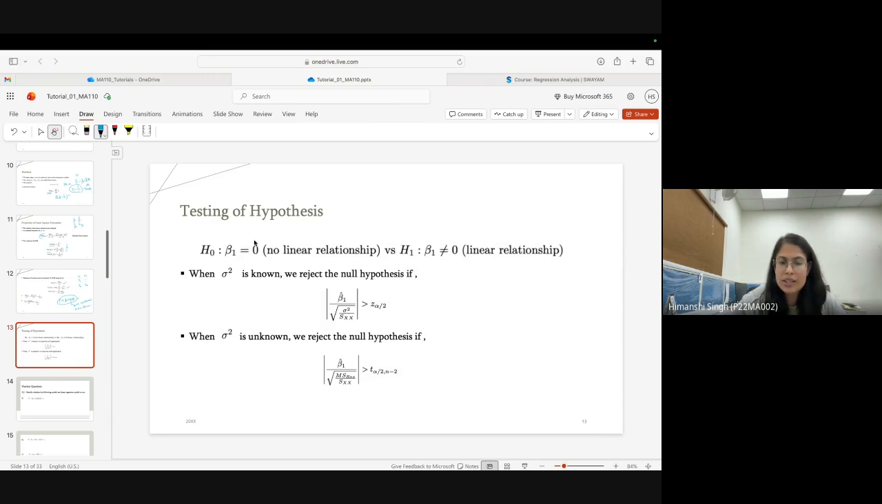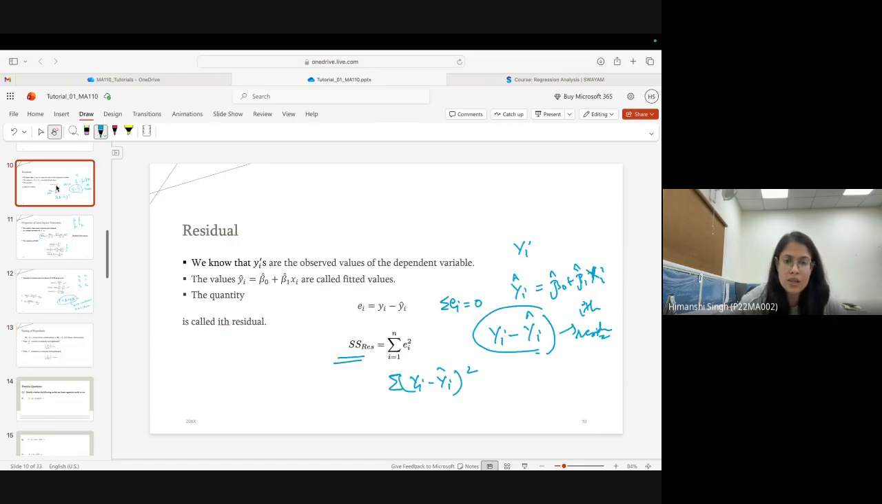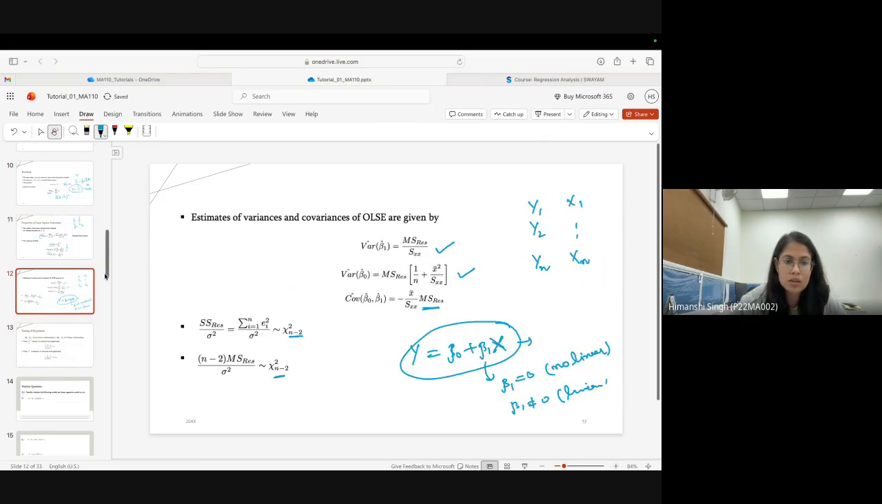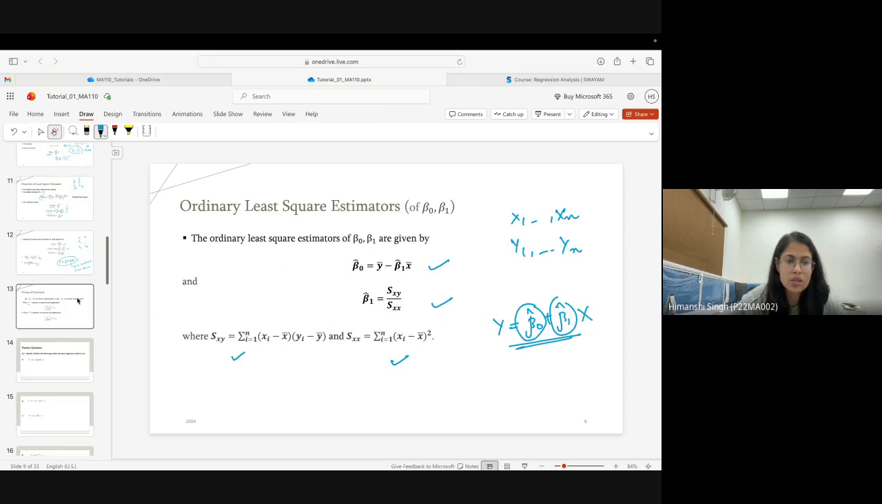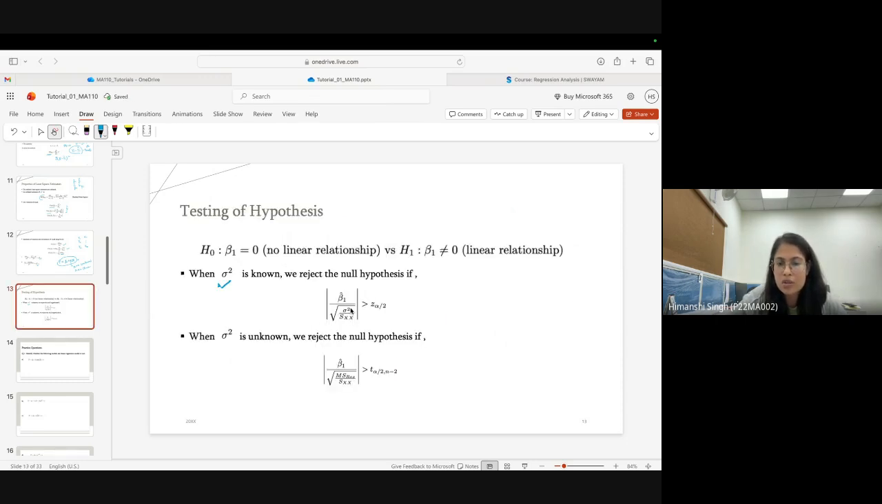Now, when we reject the null hypothesis, there are two cases. Whenever sigma square is known, as given in the question, we find the expression beta 1 hat, which I've already discussed: beta 1 hat is Sxy divided by Sxx. Then we compute beta 1 hat divided by the square root of sigma square divided by Sxx. Evaluate this quantity, take the modulus, and compare it with z alpha by 2. If it is greater than z alpha by 2, we reject H naught, the null hypothesis; otherwise we do not reject H naught.